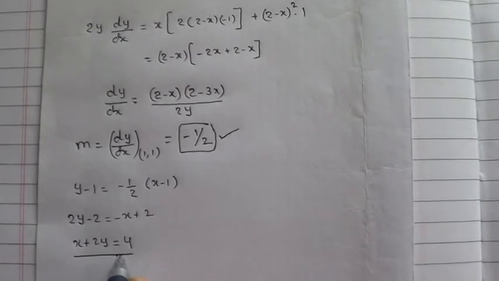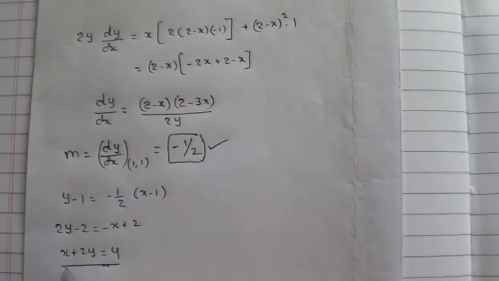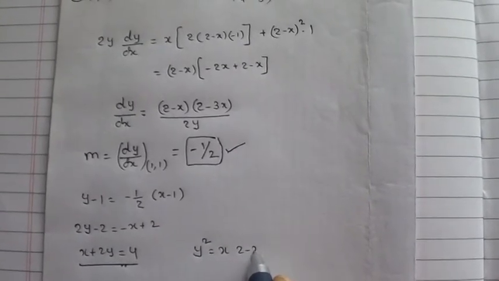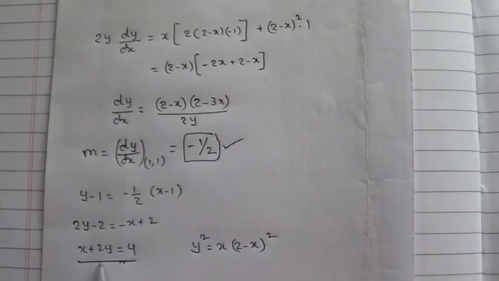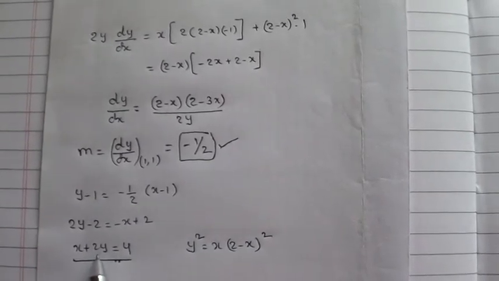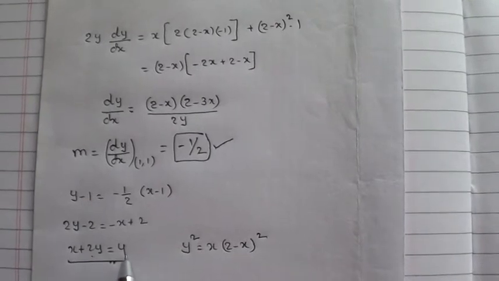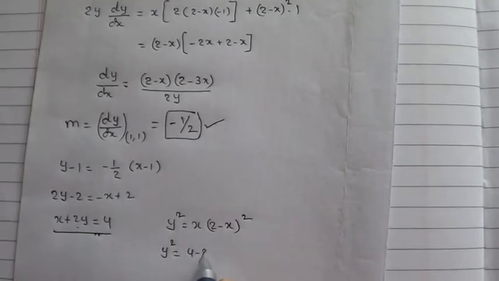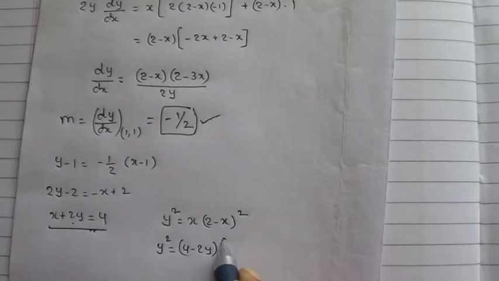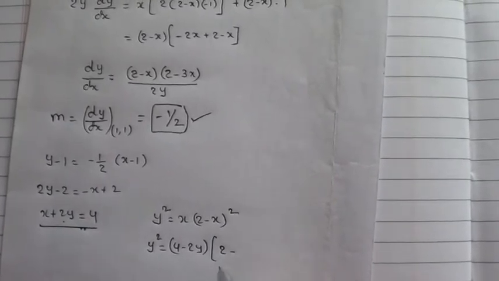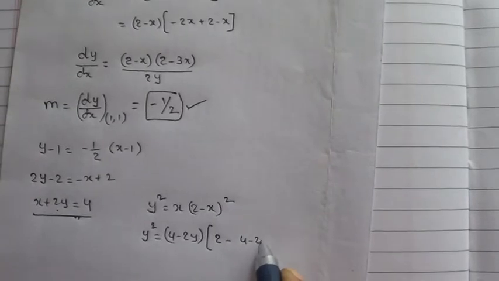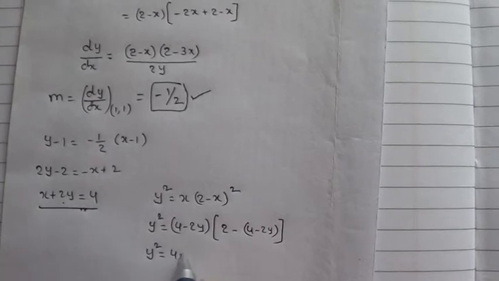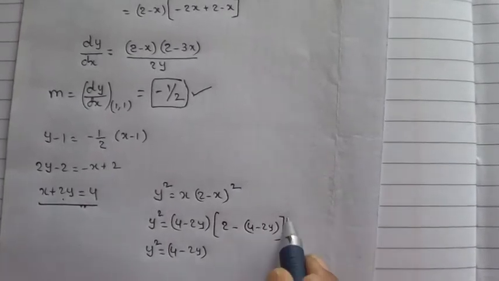This tangent meets the curve again. What is the curve equation given? y square is equal to x into (2 minus x) whole square. So in place of x, we can write 4 minus 2y. So what happens? y square is equal to (4 minus 2y) into, in place of 2 minus x, we write 2y minus 2, whole square.